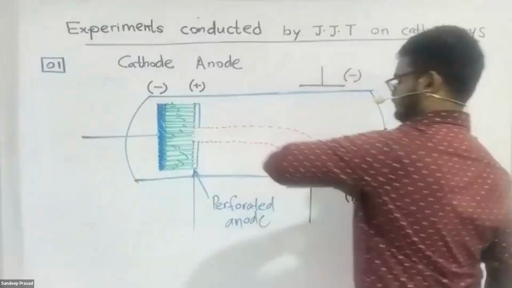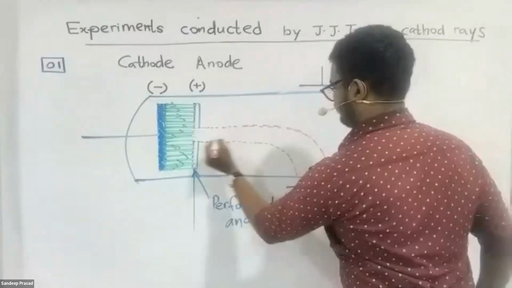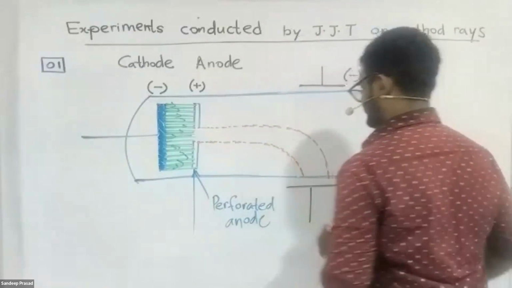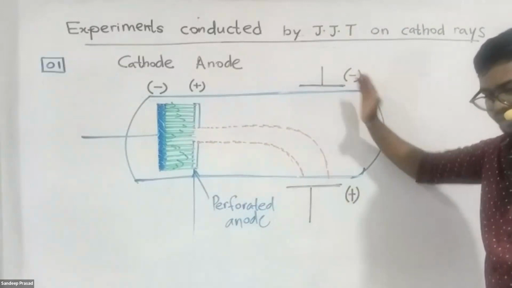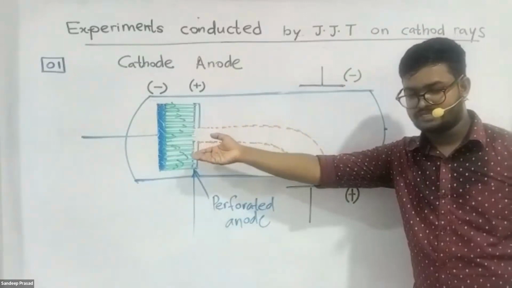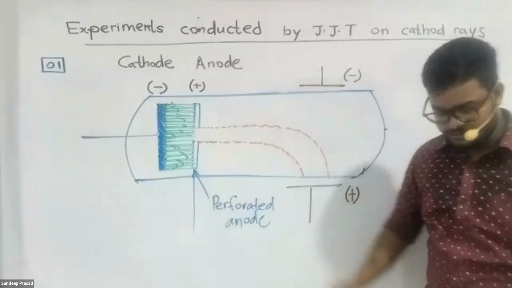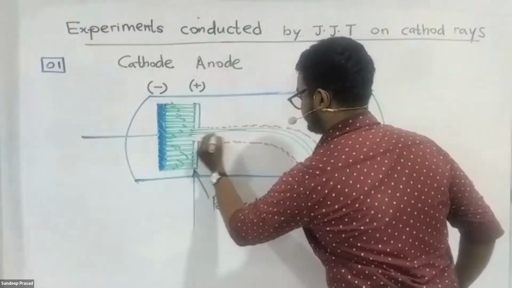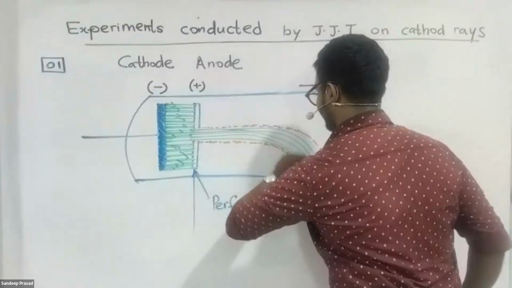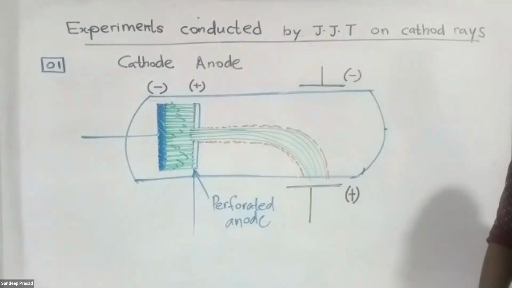So why these dotted lines? J.J. Thomson created an electric field by keeping two metal plates on the opposite sides of the cathode ray tube. He used a perforated anode and let cathode rays pass through it. Now these cathode rays are coming out of the hole in the anode, and what will happen? Cathode rays are deflecting towards the positive tip of the electric field. Can you understand what's happening?